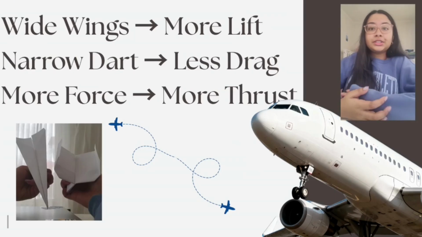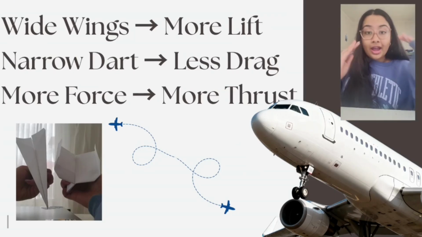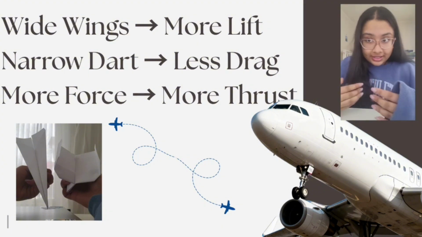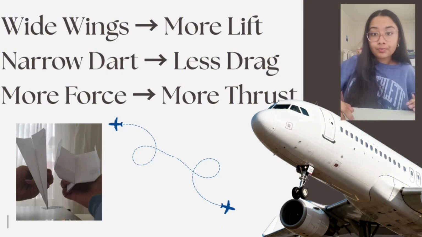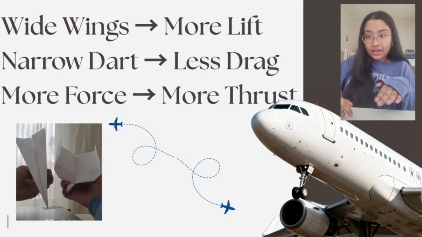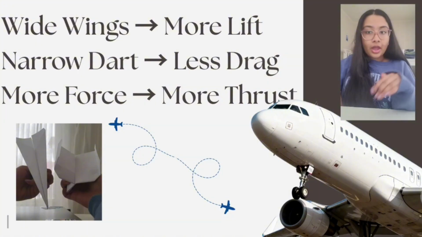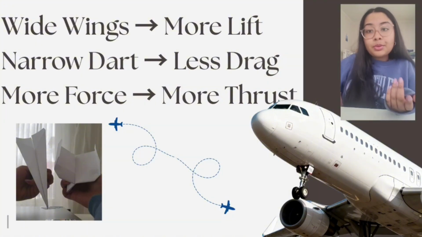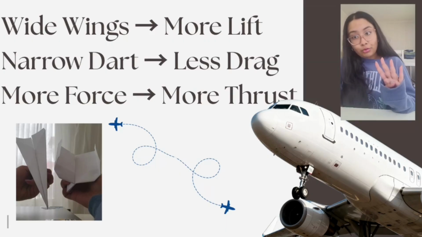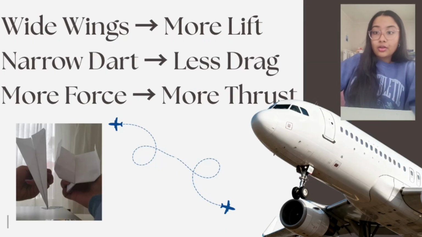Now, let's return to the paper airplanes. The wide-wing design had more surface area, so it produced more lift, and it stayed in the air for longer. The narrow dart had less drag, so it moved faster, yet stayed in the air for less time. When I threw harder, I increased the thrust. So even a simple paper airplane follows the same four rules as a real jet.